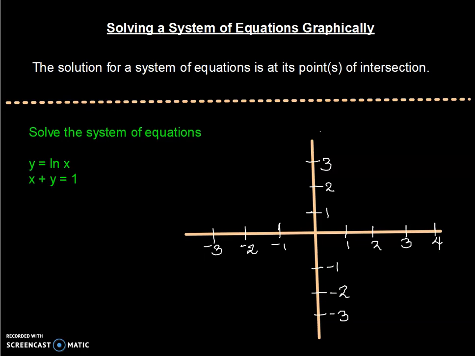Hi guys, so today we're going to solve a system of equations graphically. So we've done elimination, we've done substitution, and now graphically.